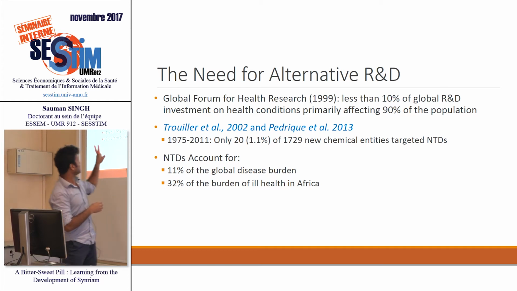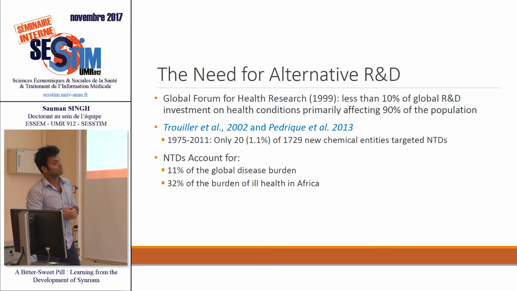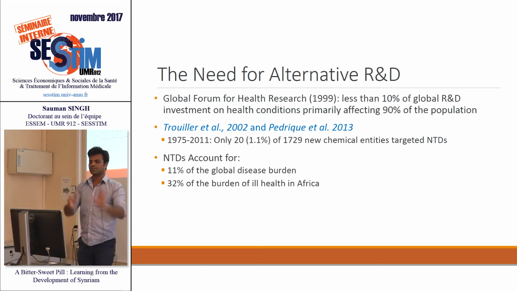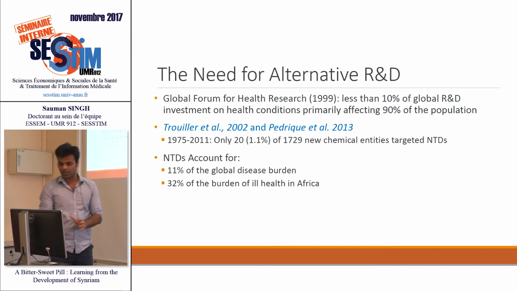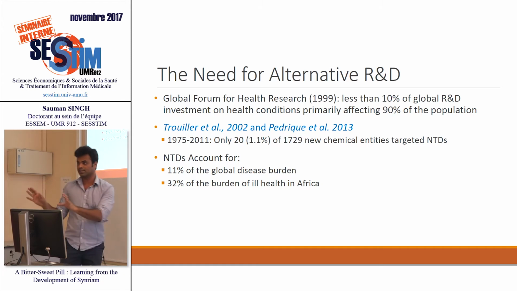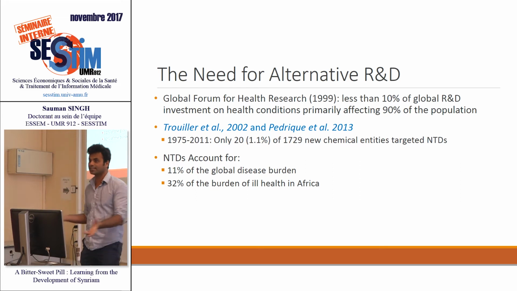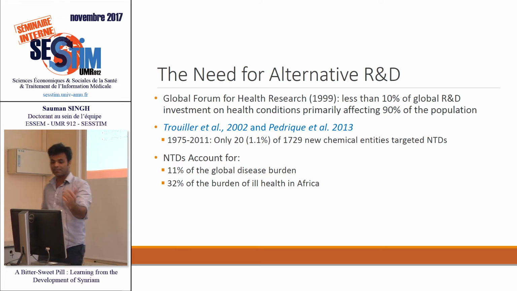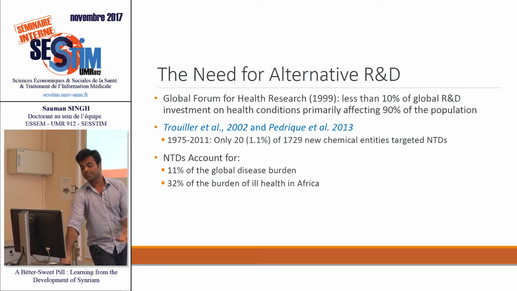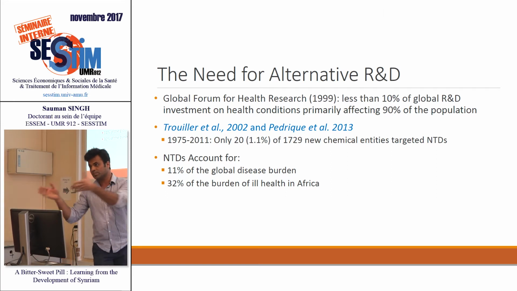Then again, two landmark papers were published, by Trouiller et al. in 2002 and Pedrique et al. in 2013. The summary of the two papers is that between 1975 and 2011, only 20 medicines were developed out of 1729 new chemical entities that were targeting neglected tropical diseases. That is 1.1%, which is really negligible. And given that 11% of the global burden of disease is because of neglected tropical diseases, and when we move to sub-Saharan Africa, it rises to 32%. So this is the need. That's why we need alternative forms of R&D, so that they can focus on these particular diseases.